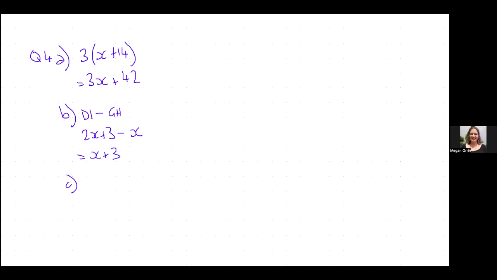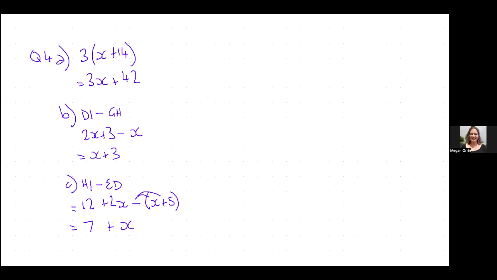Part C is asking me to find FG. So for FG, it's going to be HI, and I'm going to subtract ED. So HI is 12 plus 2x, and I'm going to subtract. Now, be really careful with this. This is where a lot of people make mistakes. You must put brackets around this because you're subtracting this whole bit. So what that means is I've got 12, and this is like distributing a negative. So this is 12 minus 5, which gives me 7. And then I've got 2x minus x, which is just x.